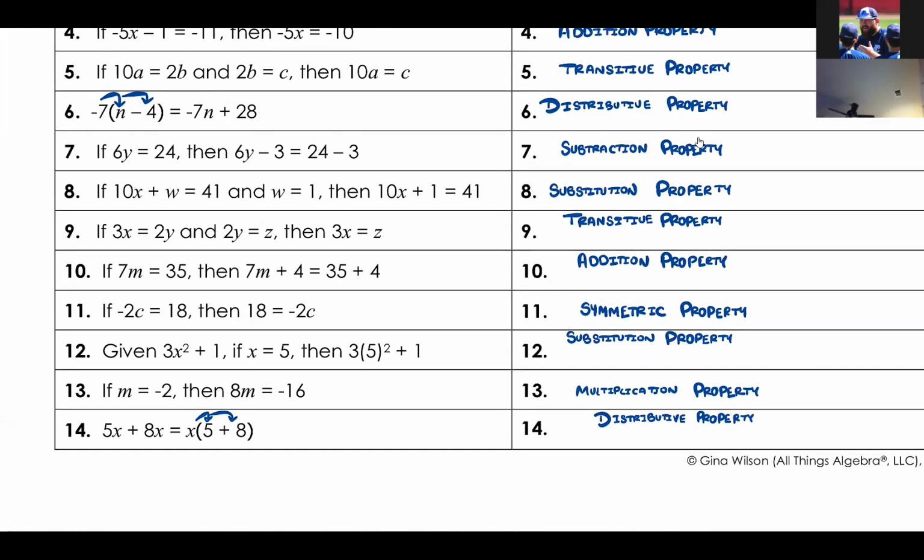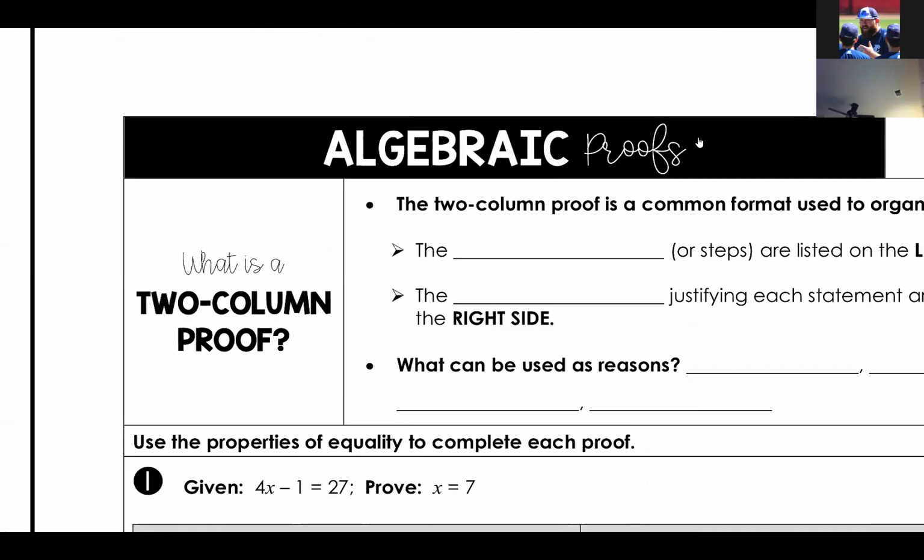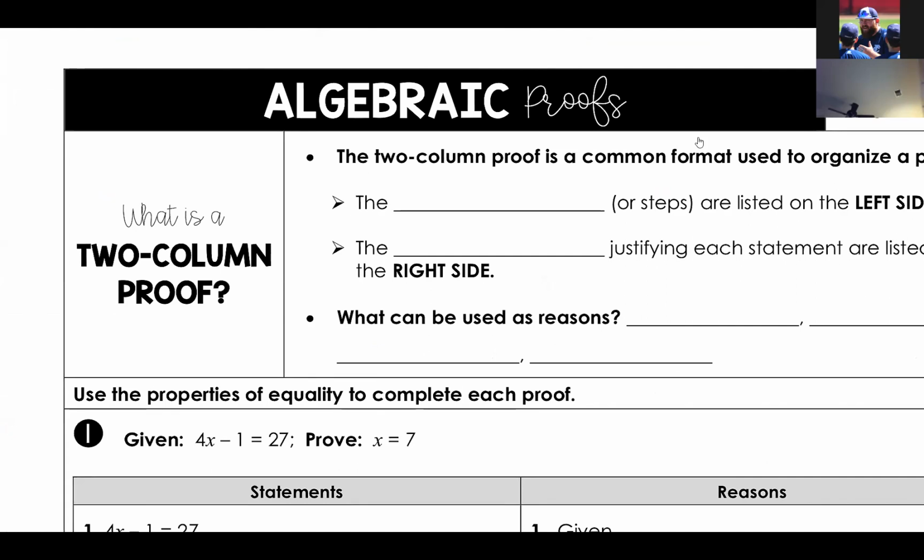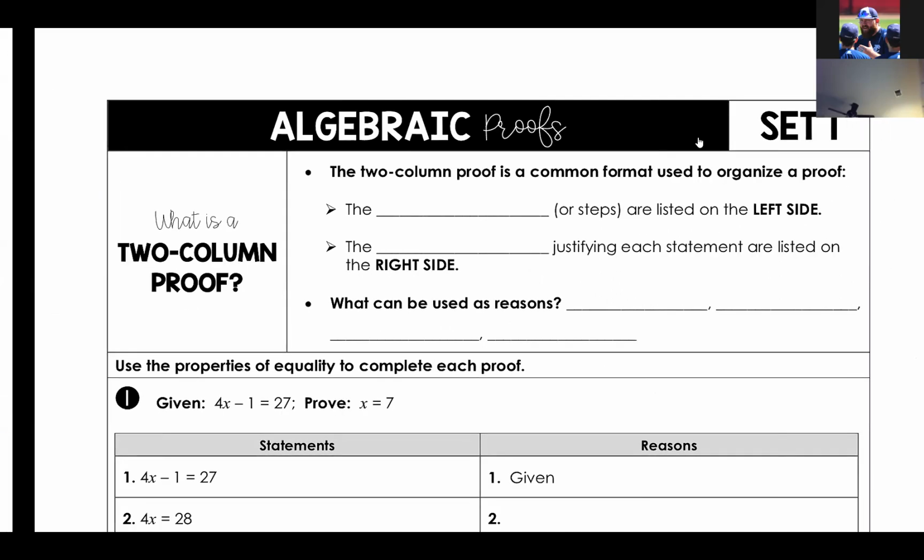All right. So we've learned our properties. Let's put those rascals to use. Coach, what in the heck is a two-column proof? Well, ladies and gentlemen, the two-column proof is a common format we use to help organize our thoughts. The statements are listed on the left, and the reasons, what's going to justify our statement, are listed on the right.